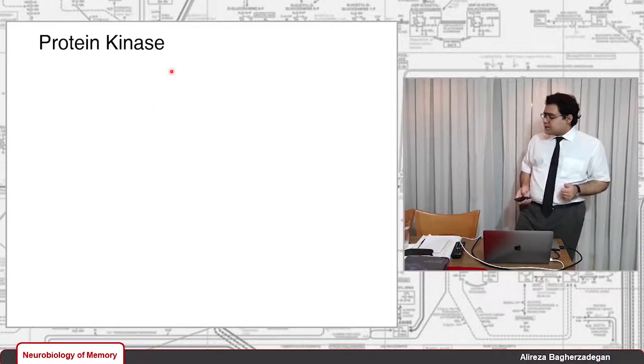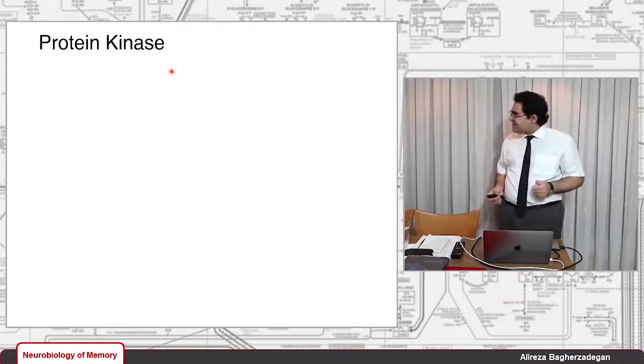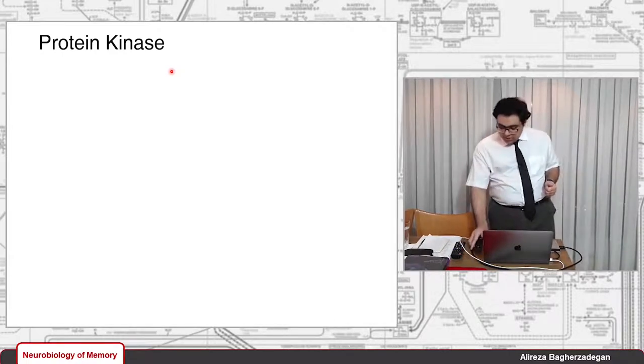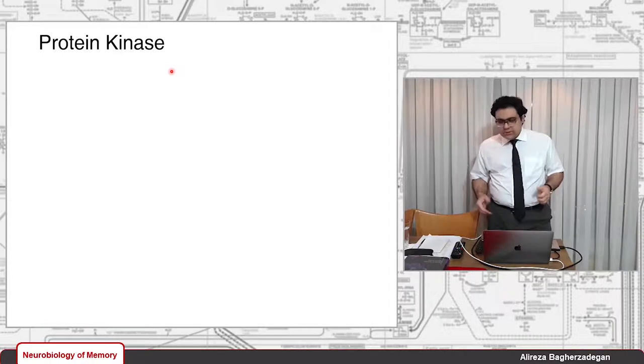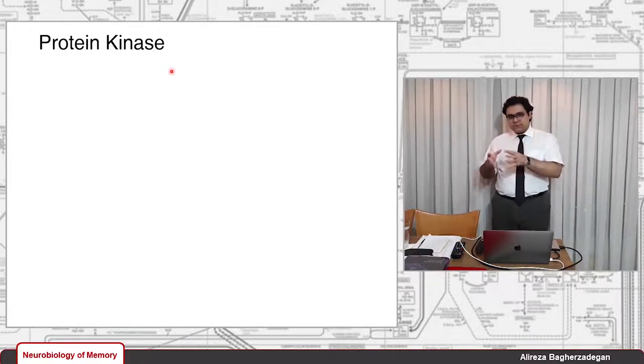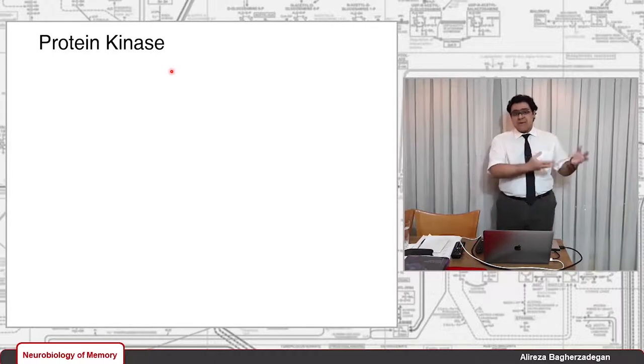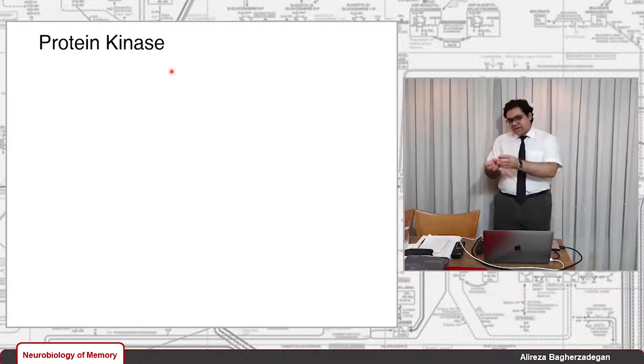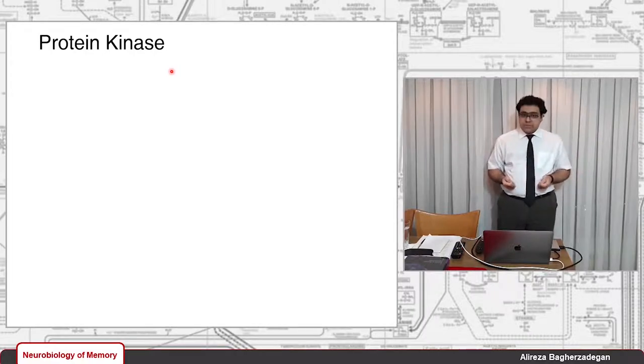Okay, protein kinase, fun part. Protein kinase, okay. So what is protein kinase? I explained phosphorylation. I told you that phosphorylation is a process in which a phosphate is added to another molecule. So it is added, okay, added by who, by what? By an enzyme, obviously. And that enzyme, which adds a phosphate to another protein or another molecule, is called the kinase enzyme.